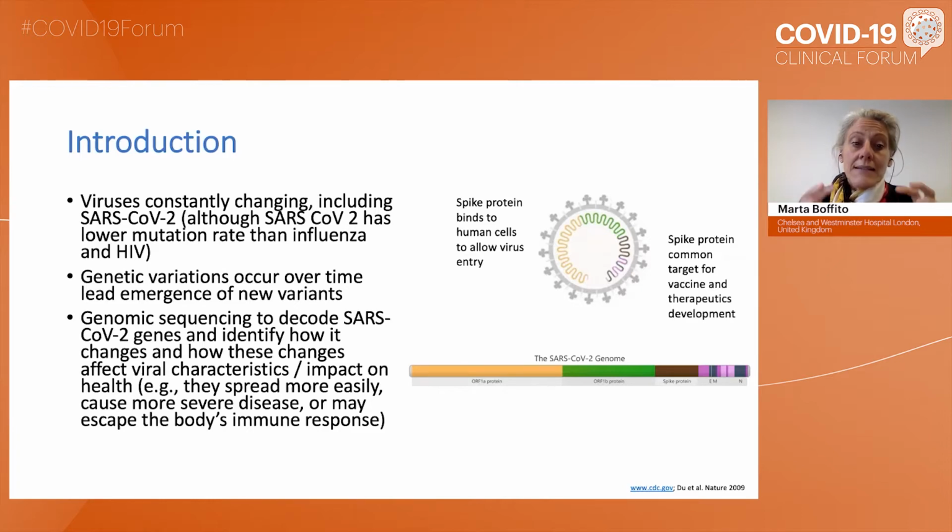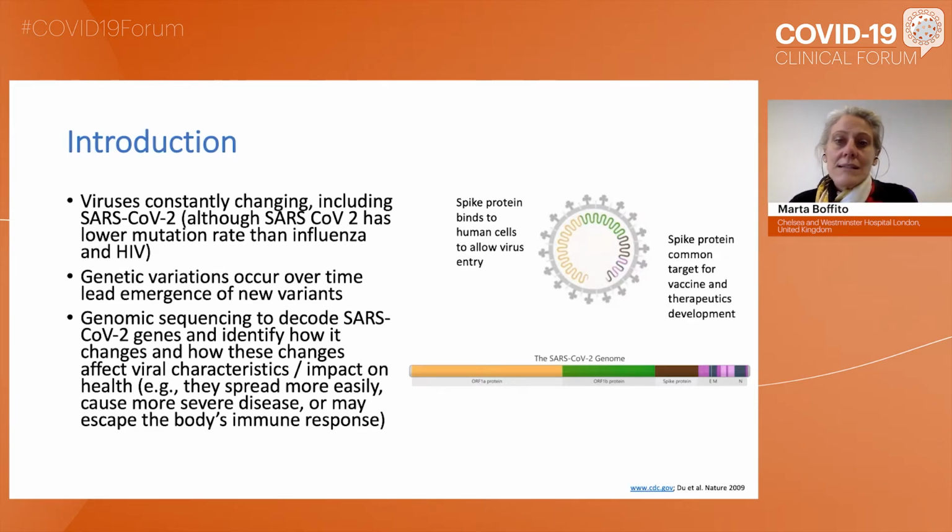And it is the changes of the genome that lead to relevant variants that we need to understand and learn about. And when I say become relevant, what I mean is they become relevant in clinical practice, they become relevant for the population because they might lead to the virus spreading more easily, they might cause more severe disease, or they may escape the body's immune response. Hence, you can figure out this is really important.